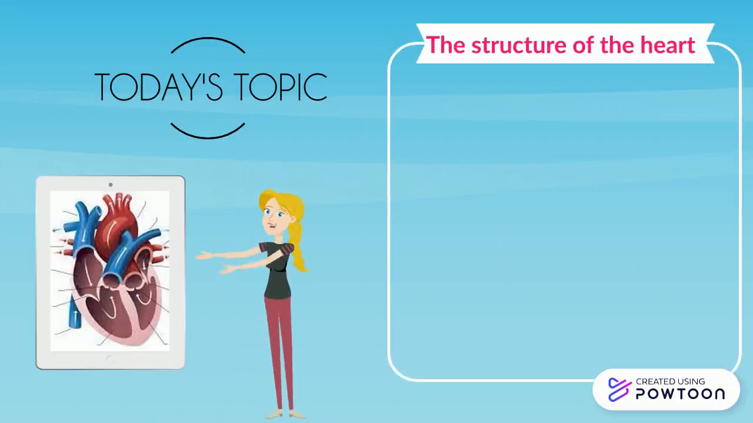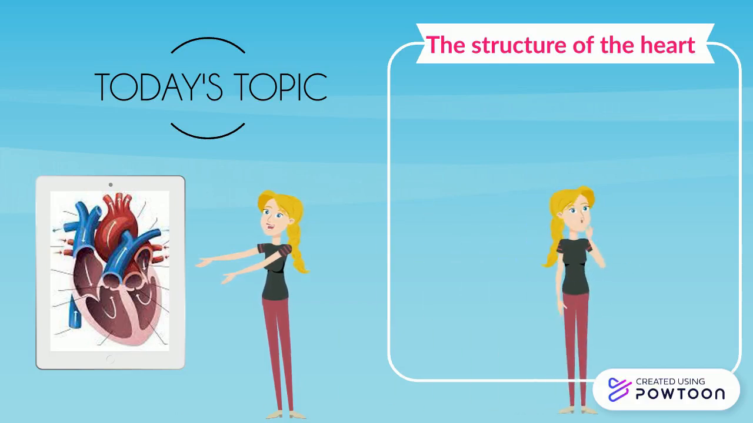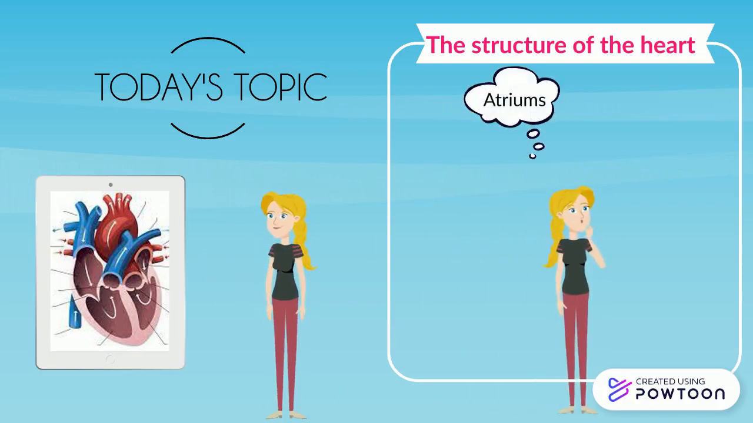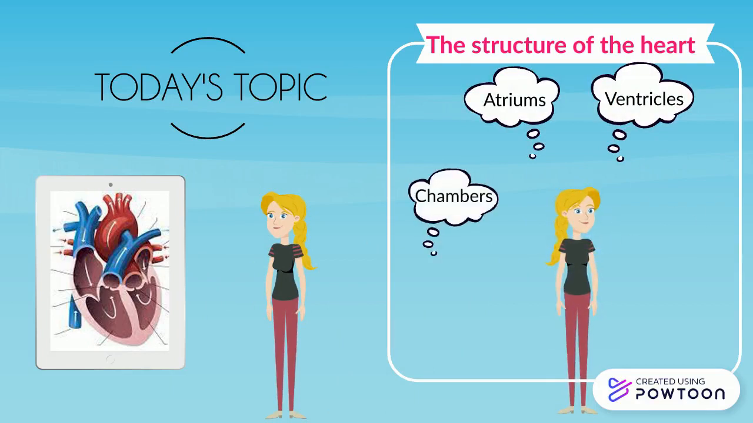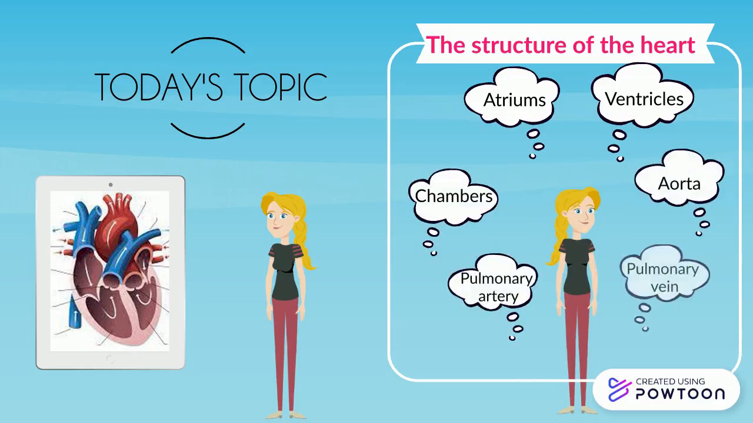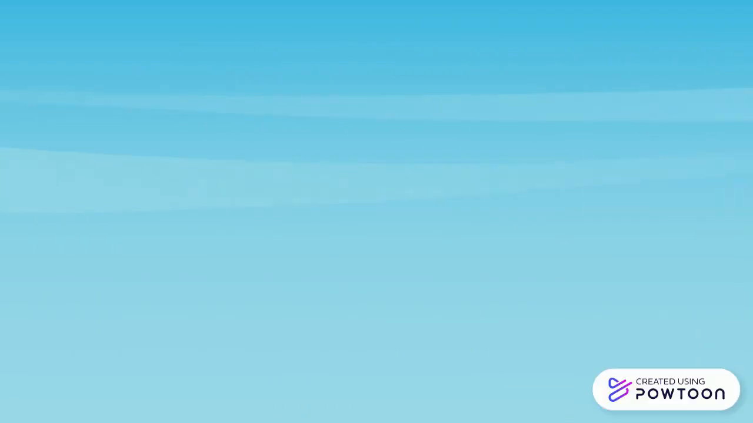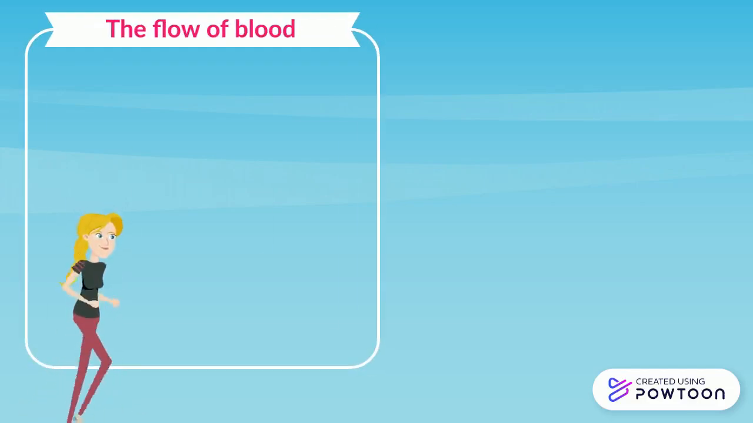As I've said, today's topic we're going to be looking at the structure of the heart. So just to give an idea of what we're going to be learning, we're going to be examining what the atriums and ventricles are, how many there are and where they are in the heart. What do we mean by chambers, aorta, pulmonary arteries and pulmonary veins, and what role do they play in the heart functioning?